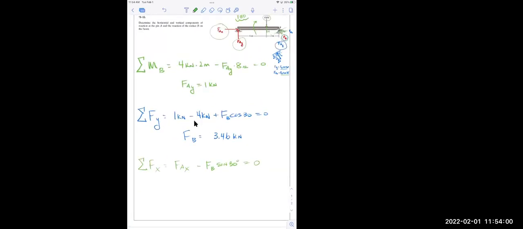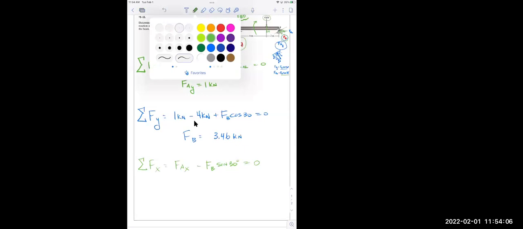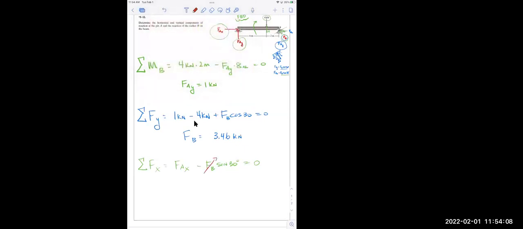And so notice we wouldn't be happy with this because it has 2 unknowns, except for the fact that we just got finished figuring out that the force of B was 3.46. And so I can actually solve this. So if I add 3.46 times the sine of 30 to the other side, I get 1.73. And all of my units were in kilonewtons.